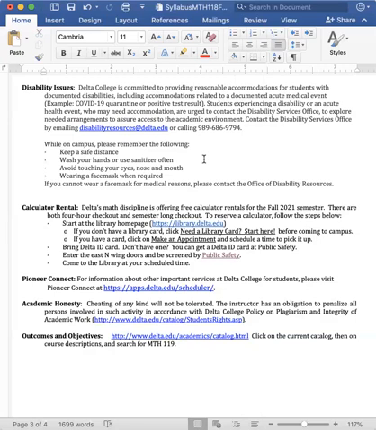If something is the case where I need to make an accommodation for you due to an illness or a disability, I can do that as well, but it does all have to go through the Office of Disability Resources, and their contact information is provided here.